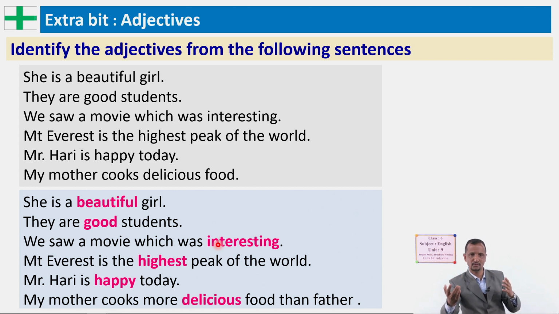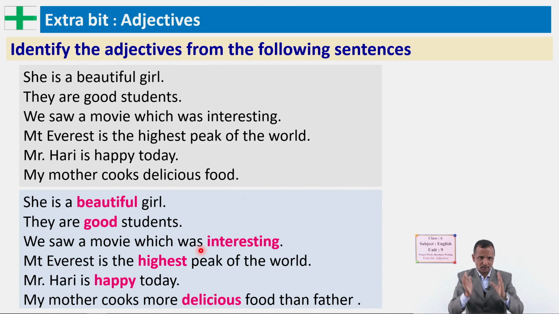Next one, Mount Everest is the highest peak of the world. Highest peak. Highest what? Peak. It talks about the peak. Next, Mr. Hari is happy today. When? Today, not yesterday. My mother cooks more delicious food than father. What kind of food? Delicious food. It talks about the food.